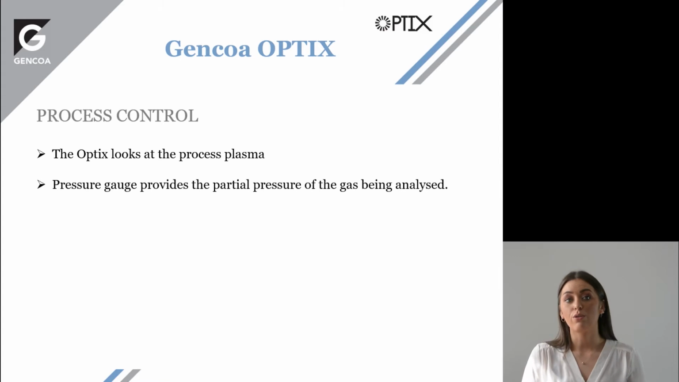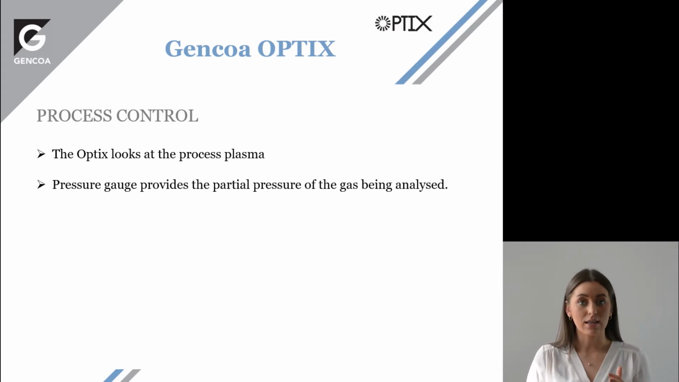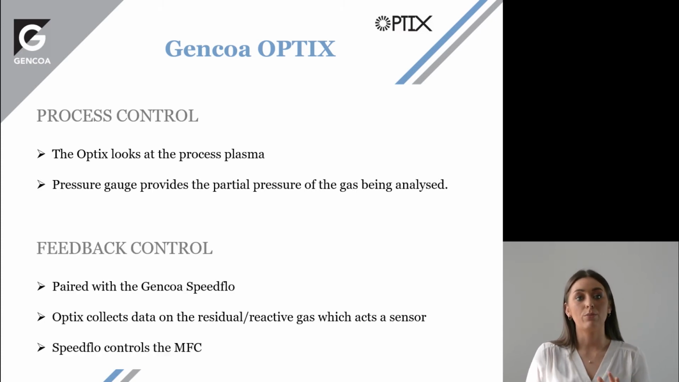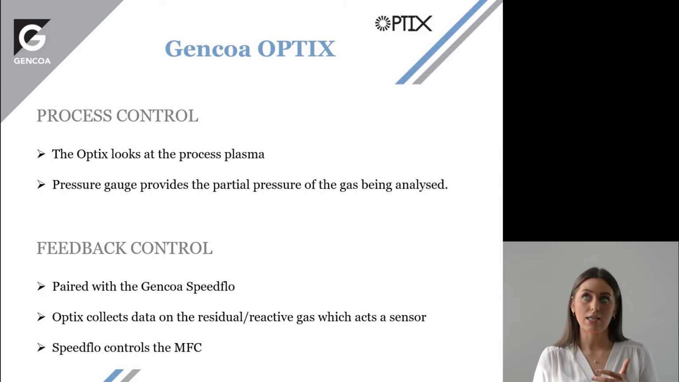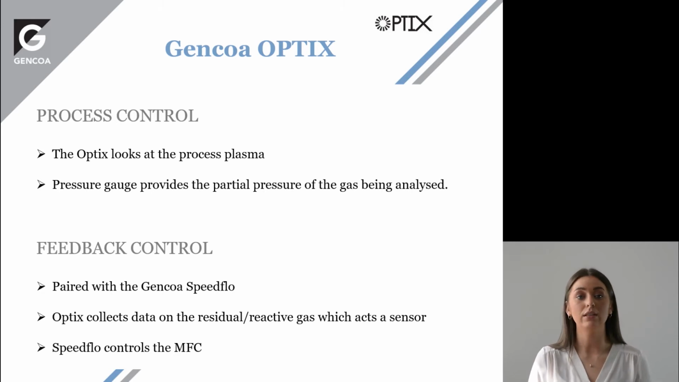Process control, so the Optix looks at the residual gas in the process and uses this information as a sensor. And the spectrum, along with the pressure gauge, which is now implemented on the new model of the Optix, provides a partial pressure of the relevant gases. If you pair it with the Speedflow, then it's very good for feedback control. So the Optix would collect data on the reactive gas, acting as a sensor, and the Speedflow controls the MFC, so the actuator, and ensures that the required amount of gas is being fed through to the system. And this is just guaranteeing full process control.